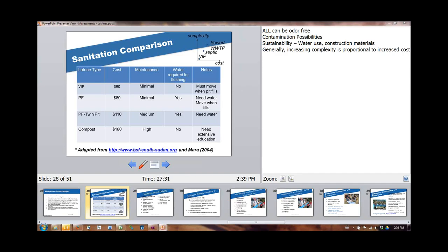All of these can be odor-free, to point out. All of these can be a barrier to those flies and to creating bad contaminated water. So any of these can really work for your system.